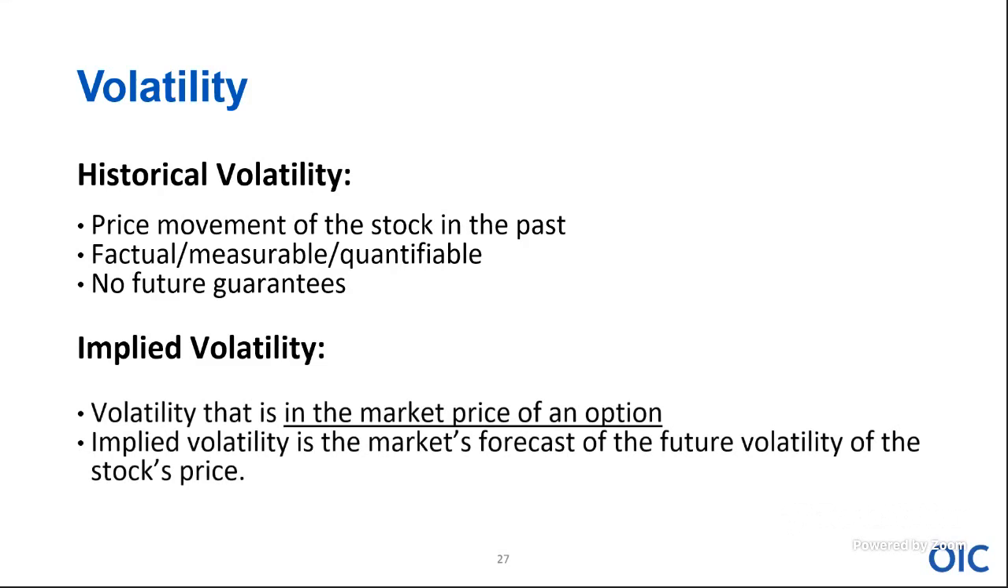So while historic looks back, implied looks forward and is used to price the options contract. Implied volatility is also defined as the volatility level that justifies the price of an options contract, and it is the forecast of what future volatility of the stock price will be, specifically between today and expiration date. So historic looks back, implied looks forward.